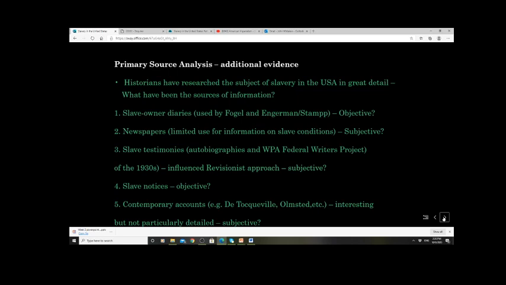Stamp uses them as well as Fogel and Engerman, and it's at this point that I want to bring in a little bit of information from number 2 as well, where it says newspapers. So Stamp, if you have his book in front of you, you will see that there are footnotes, and these footnotes are really interesting to look at from the perspective of how historians produce their work, right? How they engage in research. So 1 and 2, slave owner diaries and newspapers, are something that you can see Stamp uses frequently, as well as letters written by slave owners to family members, or from slave owners to other slave owners.